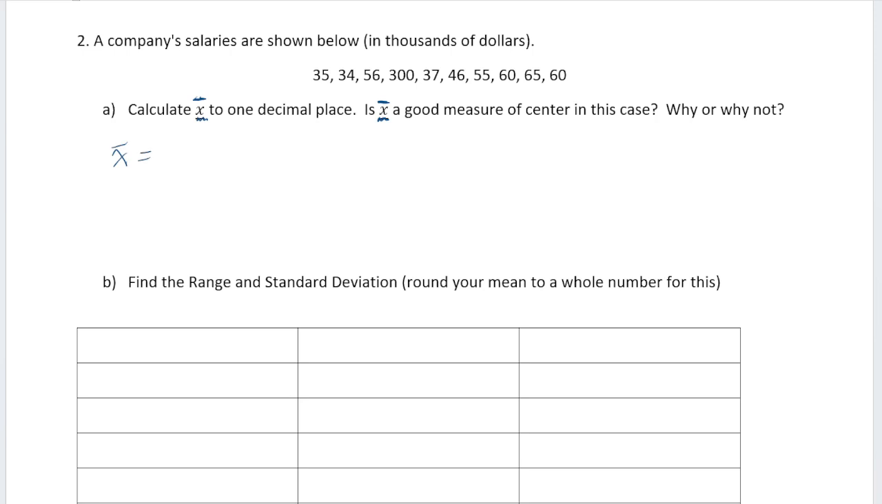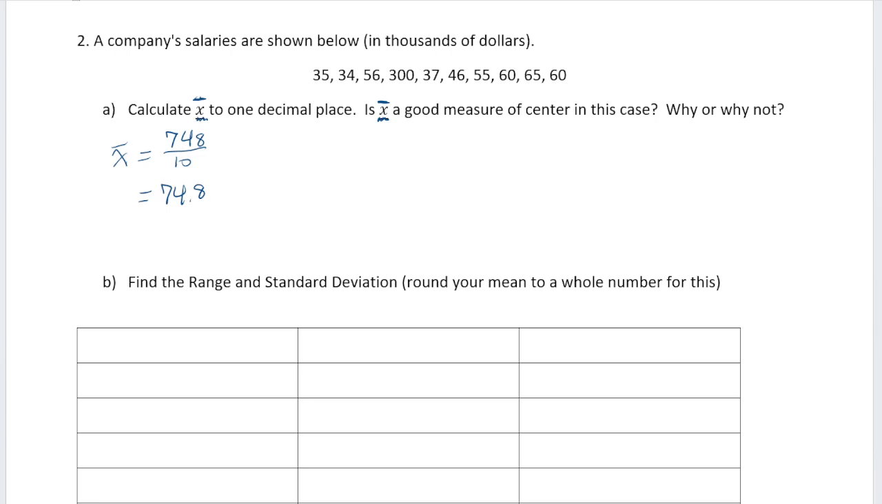x̄, well, we add them all up and divide by the number of them. So 35 plus 34 plus 56 plus 300 plus 37 plus 46 plus 55 plus 60 plus 65 plus 60. So I get 748, and there's 1, 2, 3, 4, 5, 6, 7, 8, 9, 10 numbers. So our average is 74.8. So is that a good measure of center for this data?